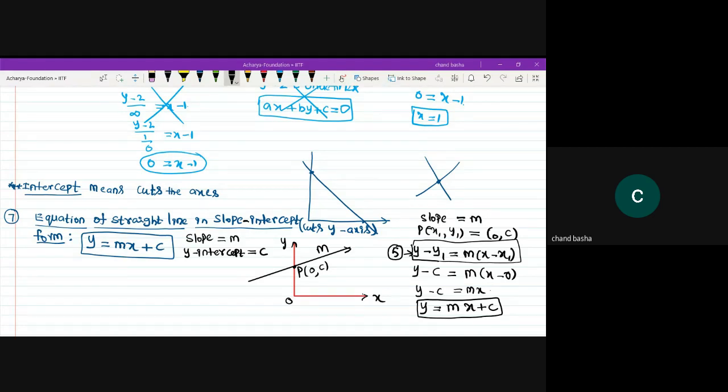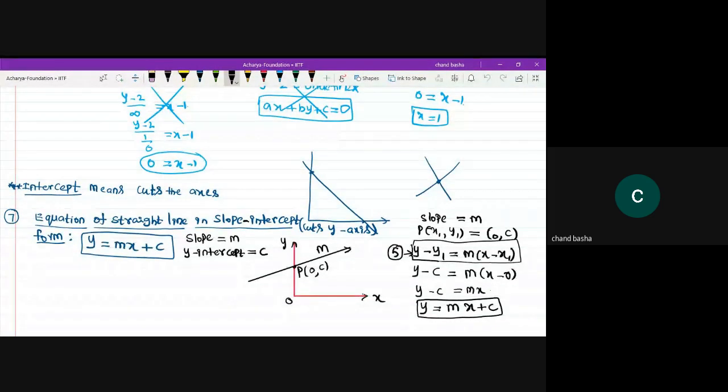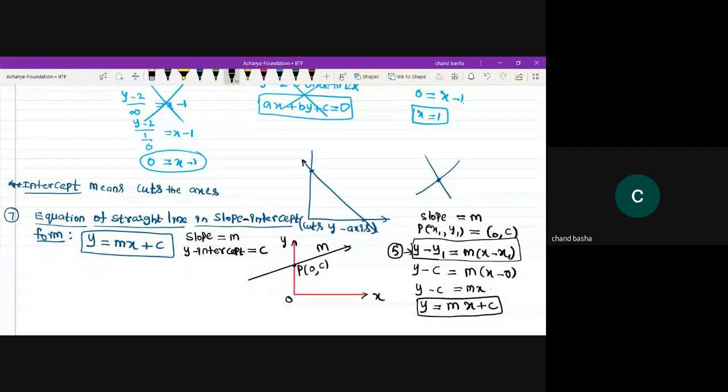Intercept means what? Here, this is your line, which passes through the two coordinate axes, the x-axis as well as the y-axis. It is a plural word. If I say plural, you are not taking just the y intercept only; you cannot say it like this. In coordinate geometry, wherever the lines meet the axes, we call it an intercept.